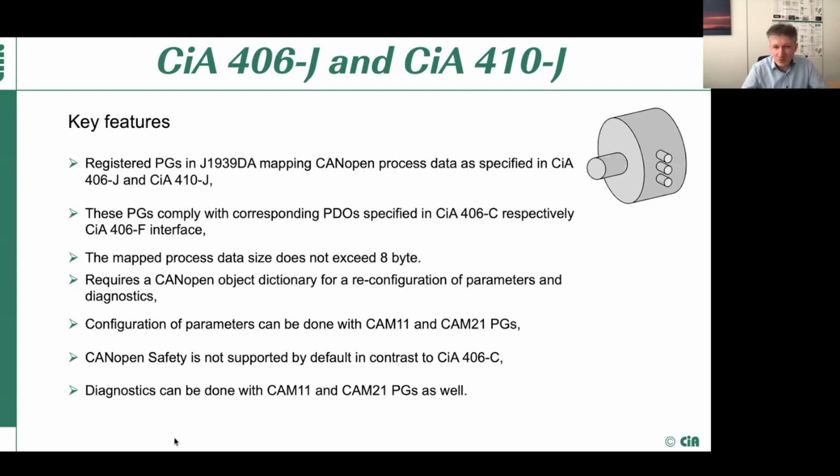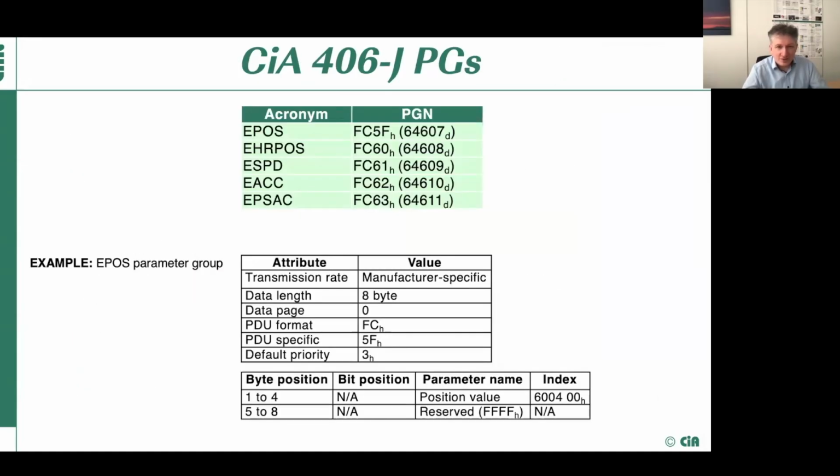In the next slide, we look into the structure of those, just as an example. I've given this probably only for 406. Now you see a colored table with some green marks, the parameter group numbers that were requested at CiA.